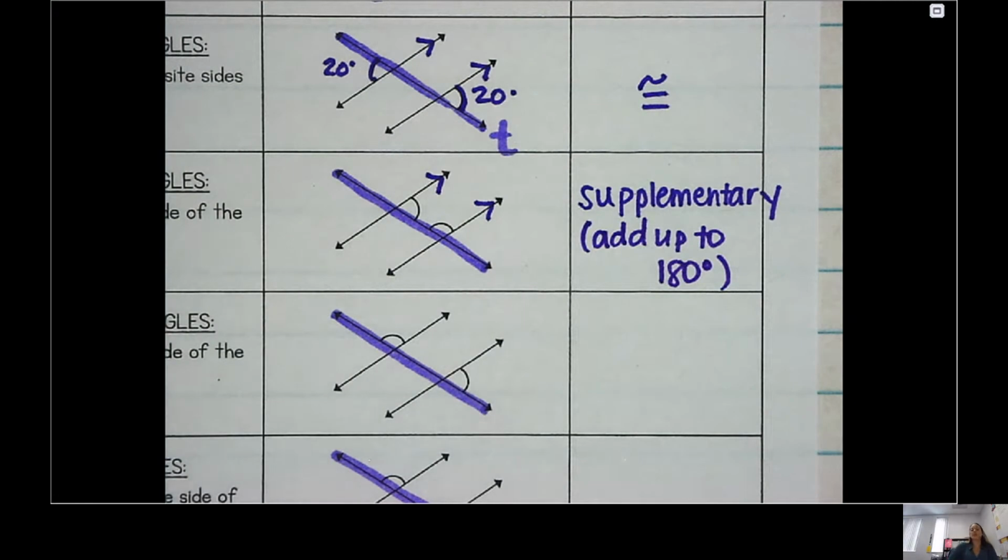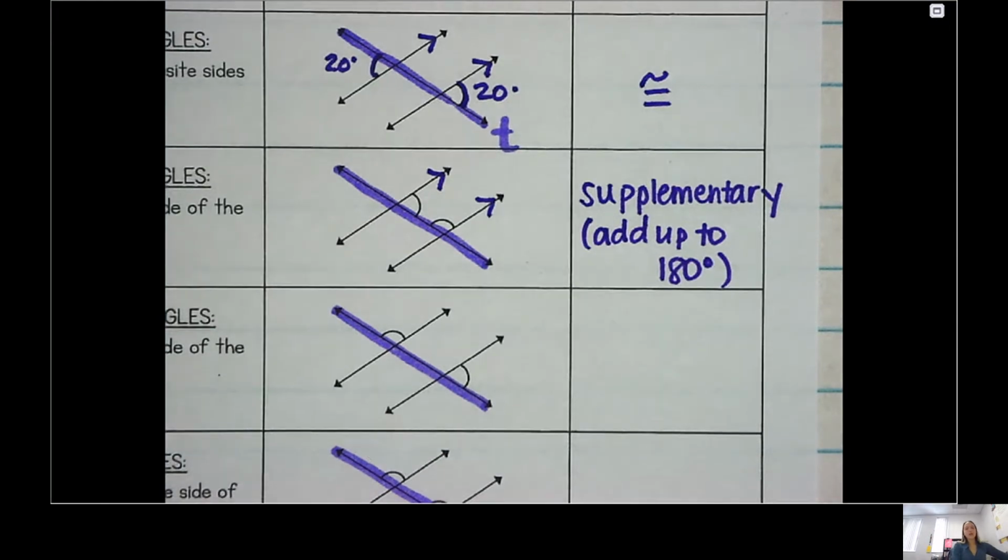So here's the whole thing. When it comes to parallel lines, you only have two choices. Either they're exactly the same, or they add up to 180 if they look different. That's it. Those are your only two choices. So it's got to be one or the other. So if they look the same, they are the same.